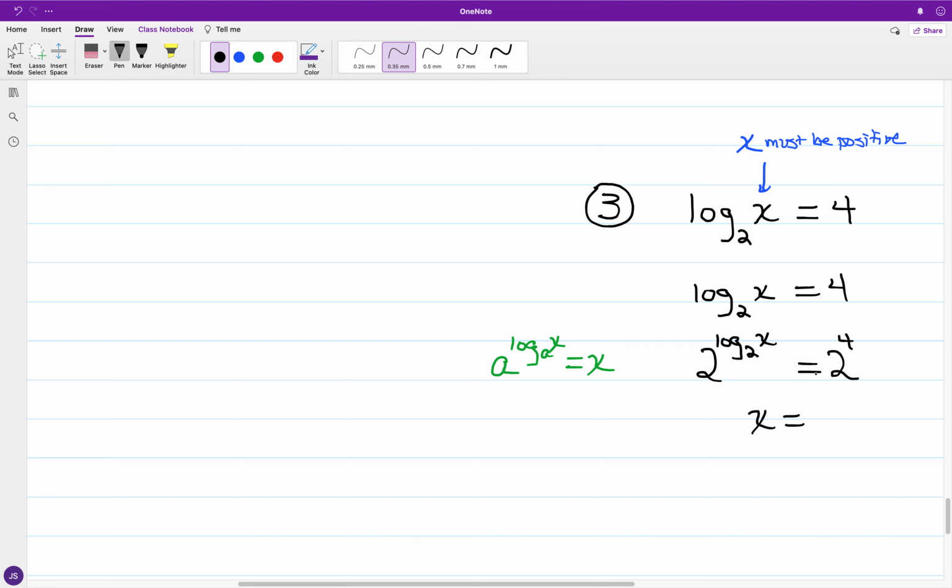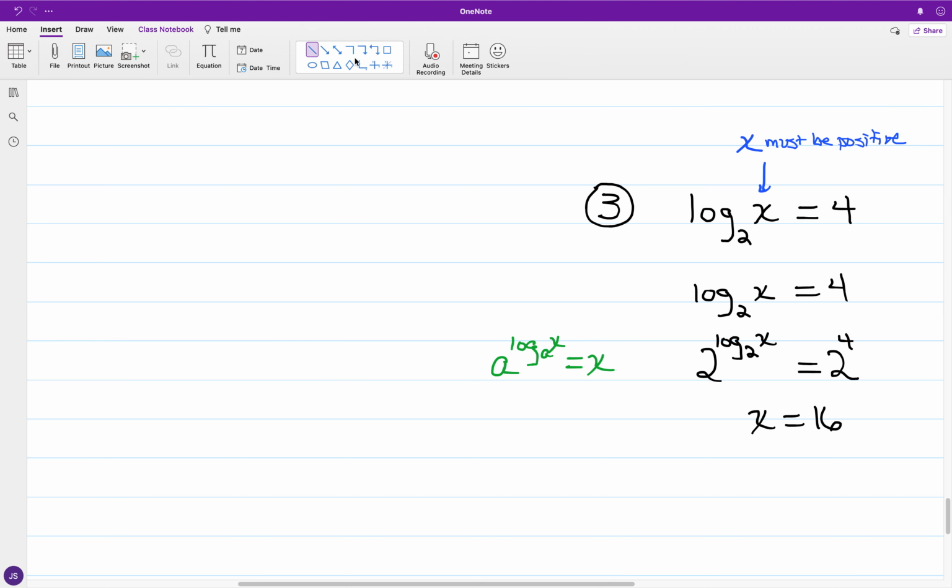And now for 2 to the 4th, 2 to the 4th power, you have 2 times 2 is 4, times 2 is 8. And 8 times 2 comes out to 16. And 16 is a positive value. And that will be the solution for that particular equation.